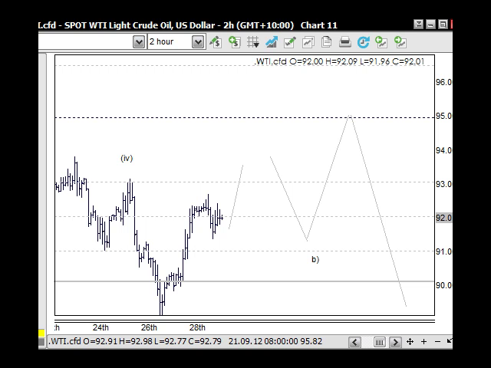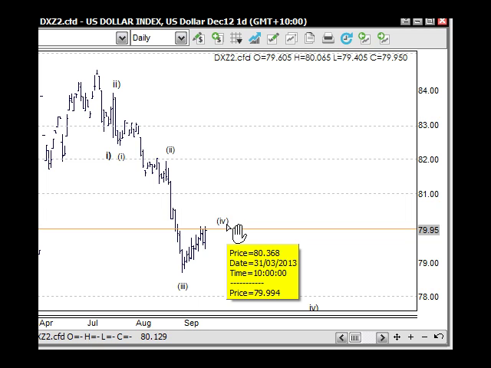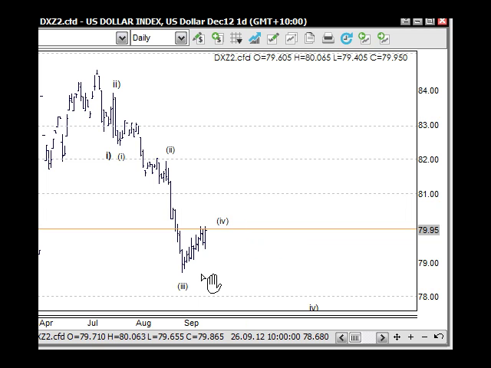Right, okay, let's have a look at currencies. The US dollar here on the daily chart, we can see that it's retesting the 80 of the orange line through here, and we're still considering this a wave 4 until proven otherwise. So I feel quite comfortable with that.